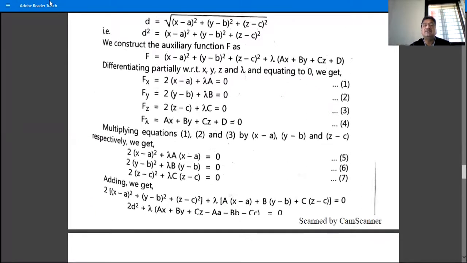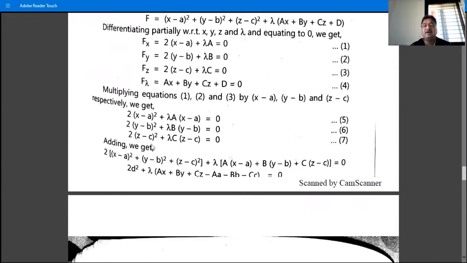We construct the auxiliary function capital F is equal to small f plus lambda into pi. Then differentiate partially with respect to x, y, z, lambda and equate to 0. We get these equations. Then find the values of x, y, z from equations 1, 2, 3 and substitute in equation number 4 to find the value of lambda. This procedure is applicable, or there is another procedure: multiplying equations 1, 2, 3 by x minus a, y minus b, z minus c.